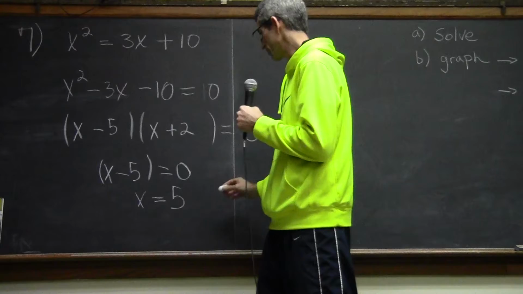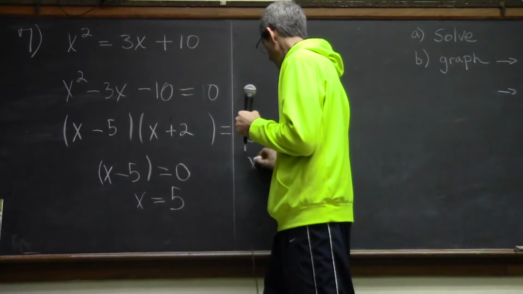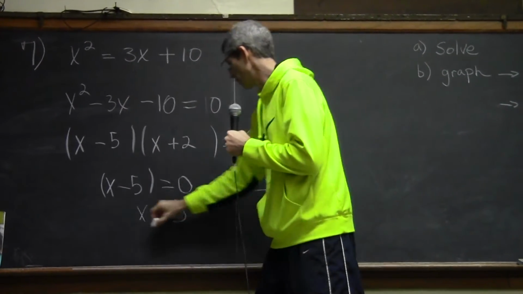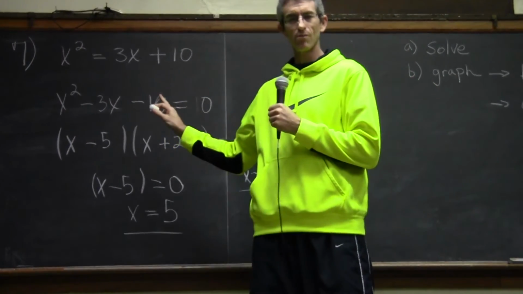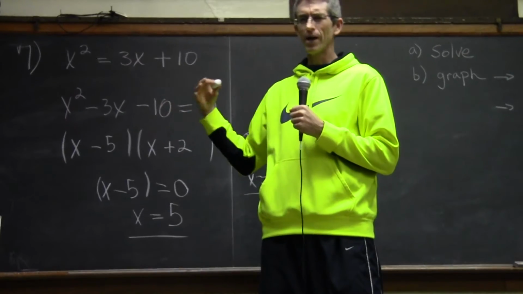And the same thing for the other parentheses: x is 2. So there are two answers. x is 5 and x is 2. So at some level, you're done. But in your mind, you're like, well, what does that even mean?